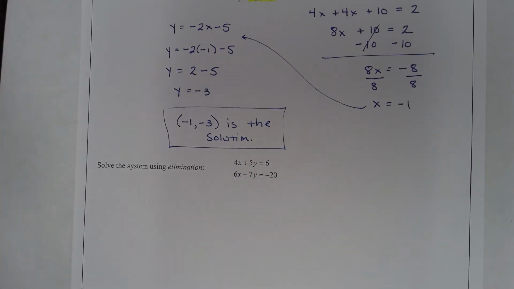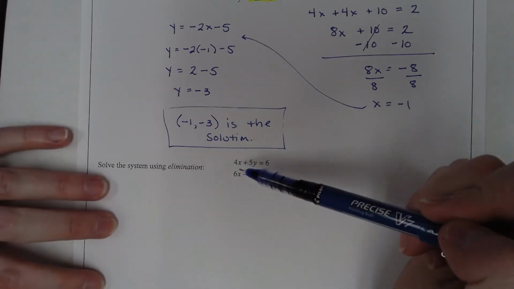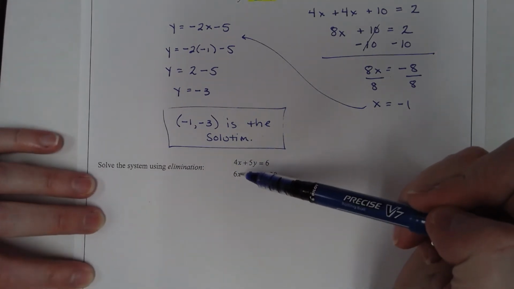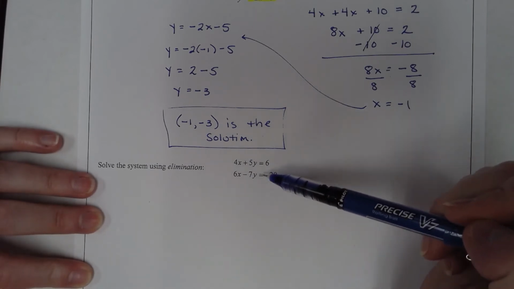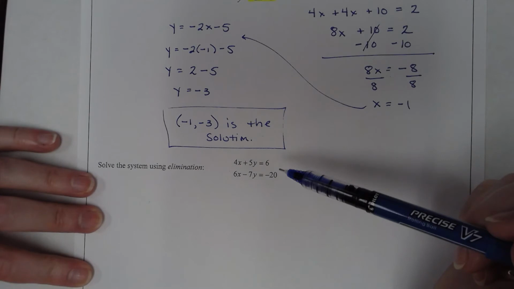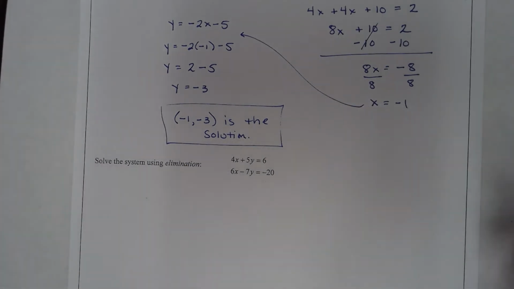Now, elimination. If you'll notice, the key to elimination is that everything has to be lined up properly. So notice I have X's on top of each other, I have the Y's on top of each other, and then I have equal signs, and then I have numbers. So everything should be lined up. That's the clue that you should be using elimination, when everything's lined up correctly.